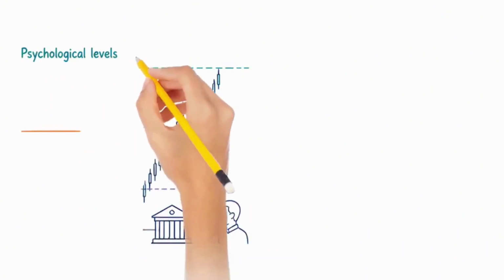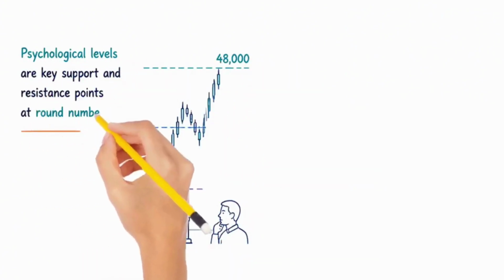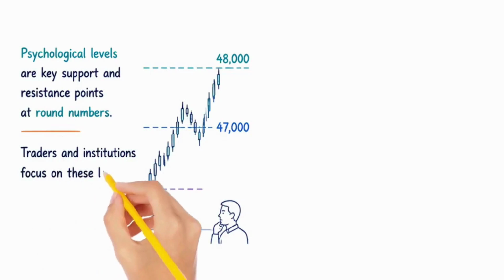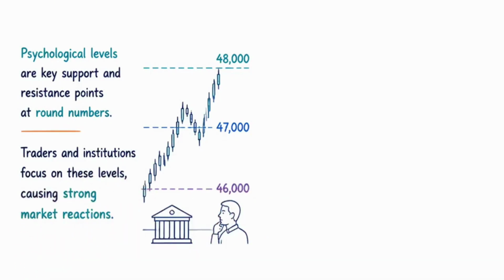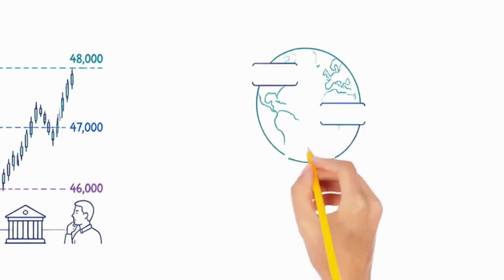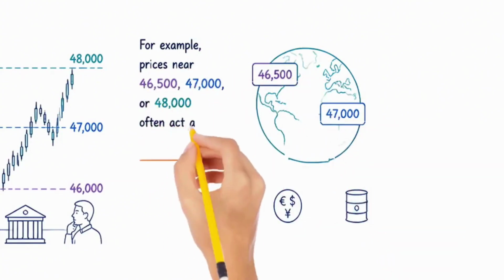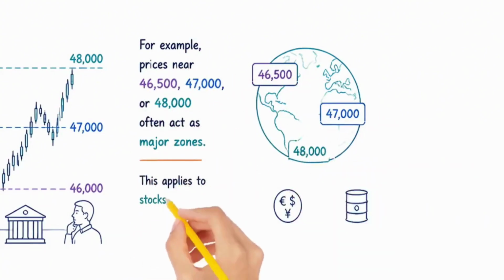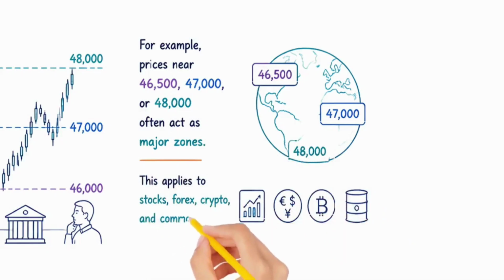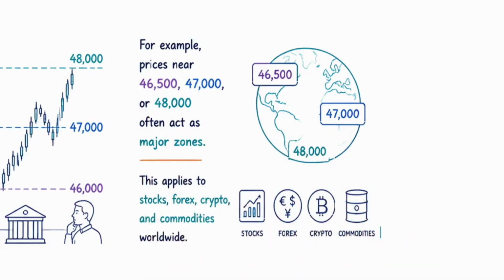Psychological levels are key support and resistance points at round numbers. Traders and institutions focus on these levels, causing strong market reactions. For example, prices near 46,500, 47,000, or 48,000 often act as major zones. This applies to stocks, Forex, crypto, and commodities worldwide.